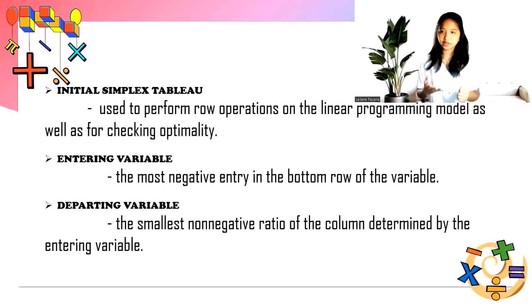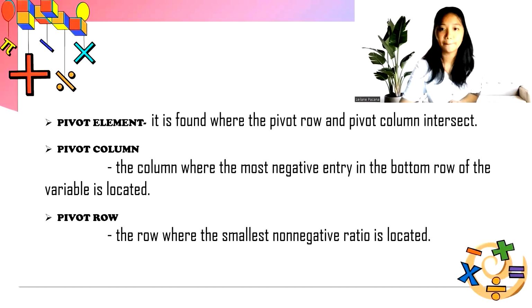There are also what we call the entering and the departing variable. So what do we mean by entering variable? It is the variable found in the most negative entry in the bottom row. And then the departing variable, we can find it in the row with the smallest non-negative ratio of the column determined by the entering variable. We can discover these variables later in our discussion.